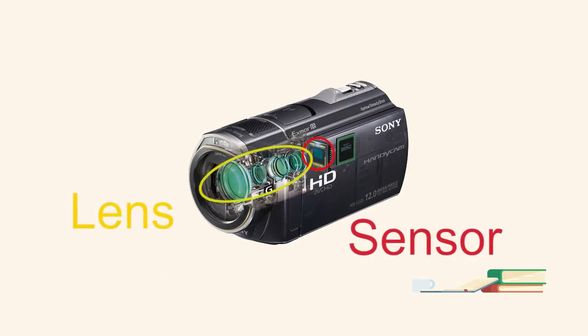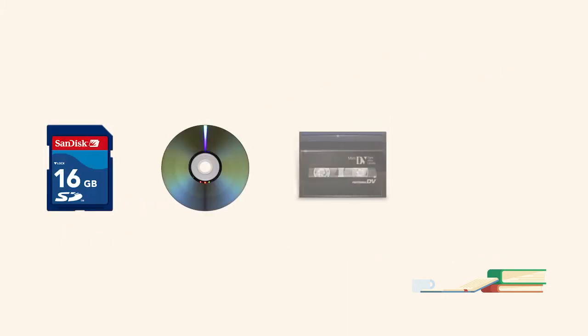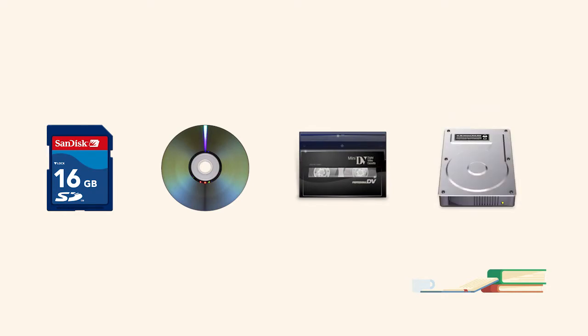The purpose of the sensor is to transform the light photons into an electrical pulse. That electrical pulse is then sent through a small computer within your camera, which creates that digital file on a particular storage. That storage could be an SD card, a DVD, a digital tape, a hard disk, etc.